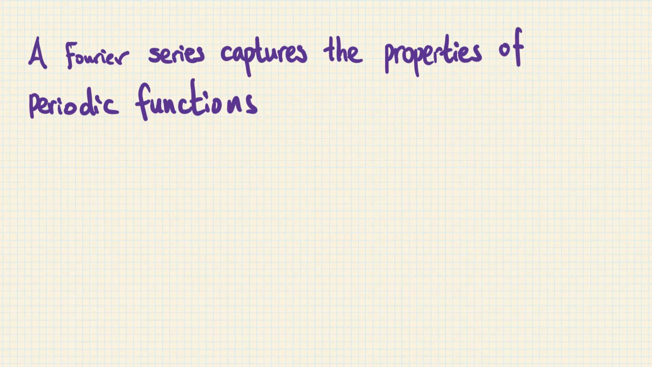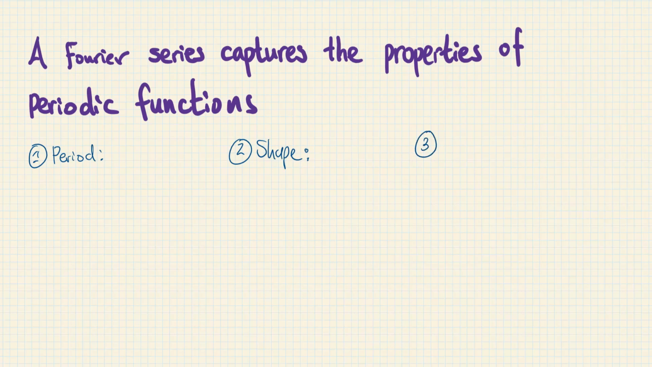A Fourier series can capture the properties of any periodic function. So now I'd like to talk about these properties. So the first property is period. Number 1. And the second property is the shape. While the third, more nuanced one, is called the phase.